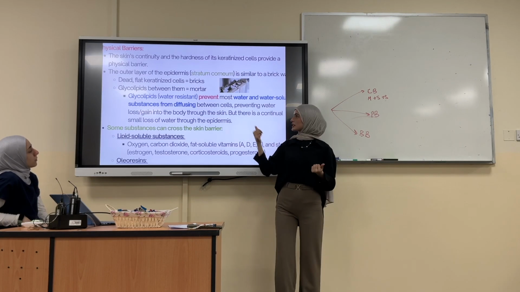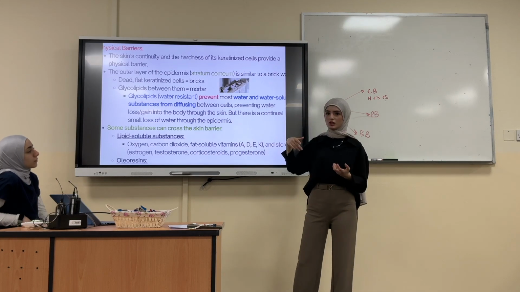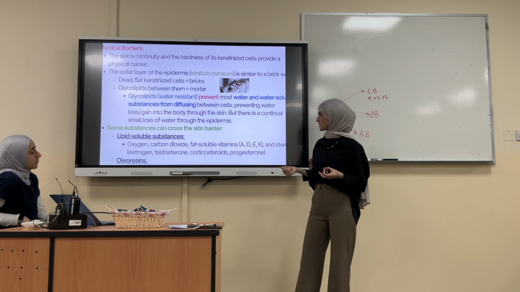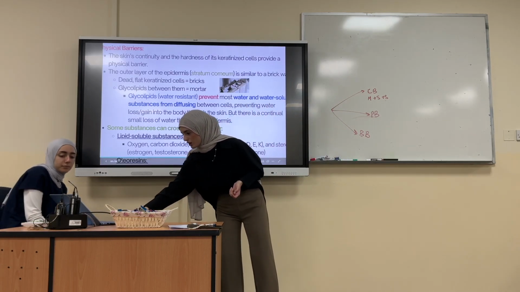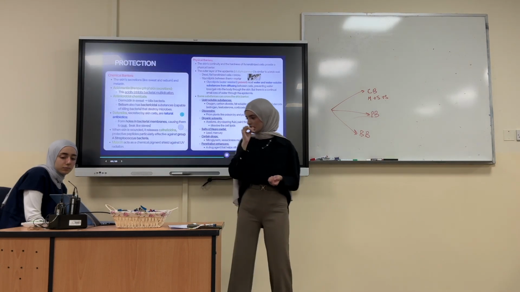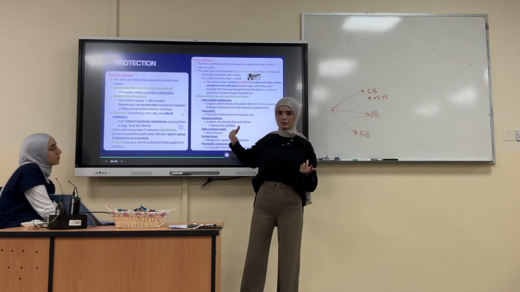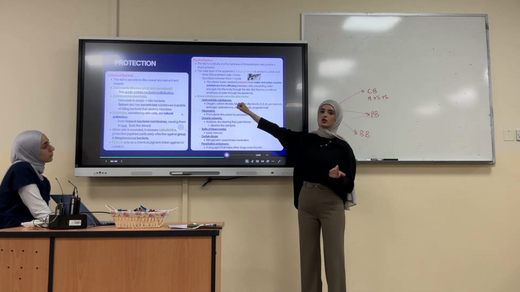Yeah, so it doesn't allow water in or out, correct? Because water cannot pass through the glycolipids, another water resistance. But some substances can cross the skin membrane. What are they? We said water can't cross or diffuse passively because of the glycolipids. What are the things that can cross the skin barrier?